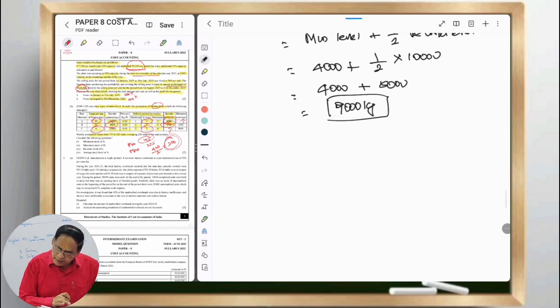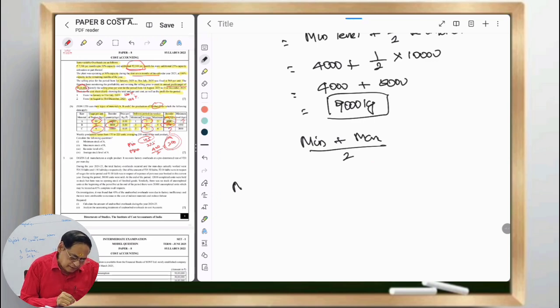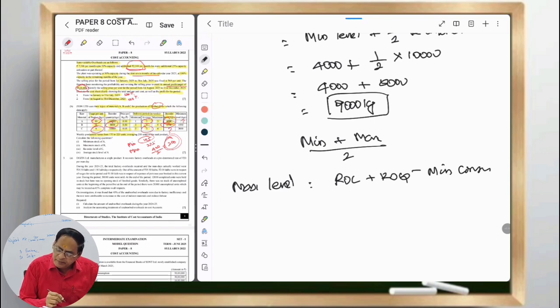So another method is also there, that is minimum plus maximum divided by 2. We know the minimum, the maximum level we should know. For that one formula we have to apply, but it's not necessary, but you should know as a student the maximum stock level equal to reorder level plus reorder quantity minus minimum consumption. Minimum consumption means minimum consumption of units into minimum reorder period.